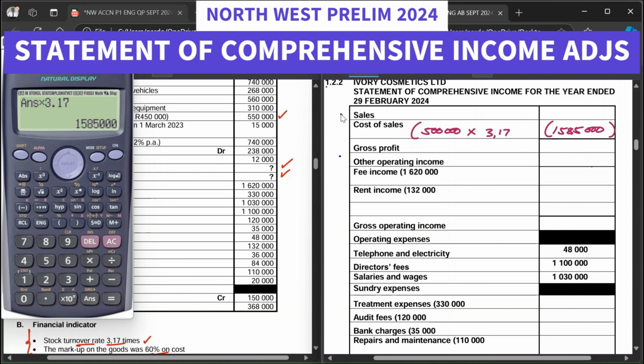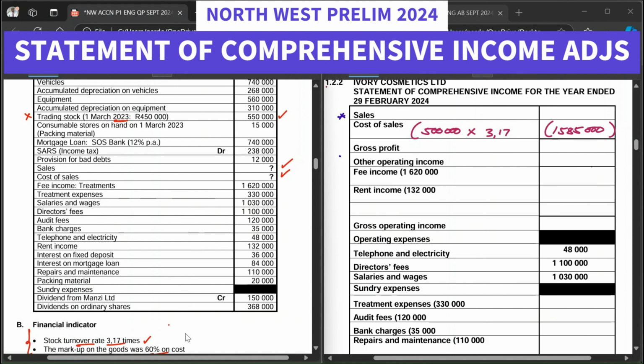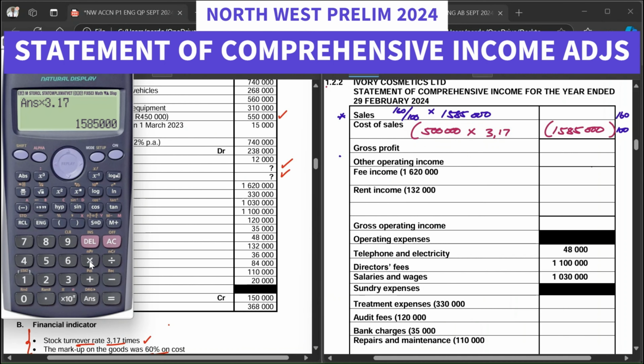Once I have my cost of sales, it makes it easy now to get my sales, because I'd been told here that the markup is 60%. So I would say this is 100, I would add them together, and therefore my sales would be 160 over there. So I'll now simply say what I want is 160 and what I have is 100. Multiply that by 1,585,000 like that. So let's get the adding machine again.